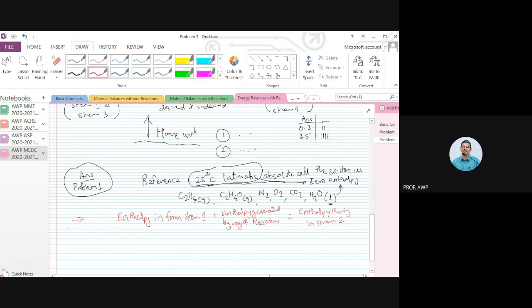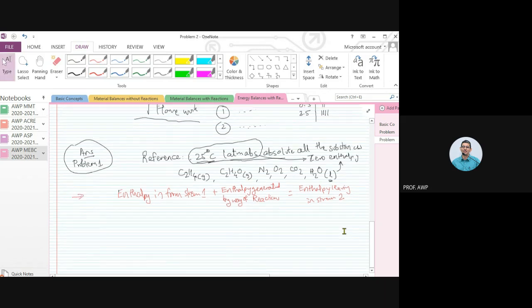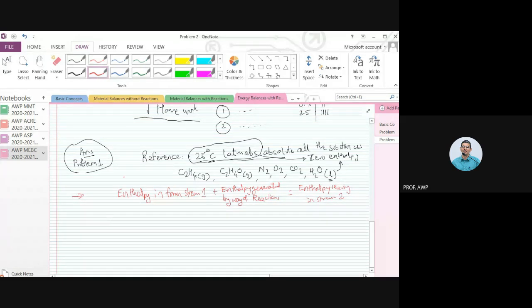Anybody agrees? Anybody disagrees? Agreed, sir. Okay. So now we have to evaluate enthalpy coming in from stream 1. This stream 1 contains ethylene gas, oxygen gas, nitrogen gas, 25 gram moles, 8 gram moles, and 67 gram moles, and these gases are at a temperature of 150 degrees centigrade.